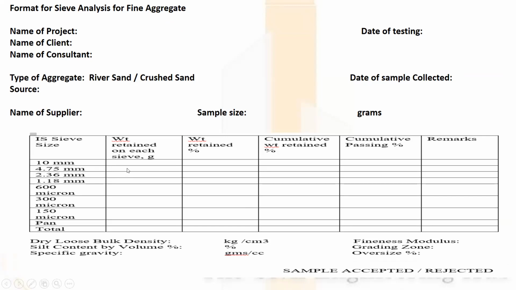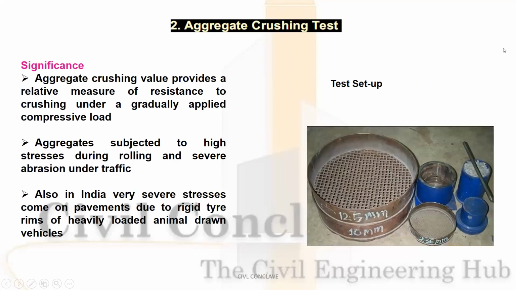For 10 mm, what is the weight retained? What is the weight retained percentage? Cumulative retained percentage, cumulative passing, remarks. This has to go up to 150 micron. From this, you can find out the dry loose bulk density, kg per cubic centimeter. Silt content also can be found, specific gravity, fineness modulus, grading zone, oversized zone. This is to be checked and signed by the concerned project manager as well as the client representative.